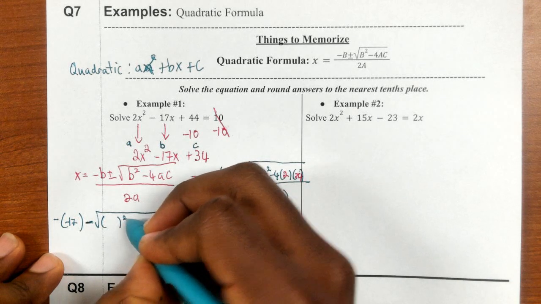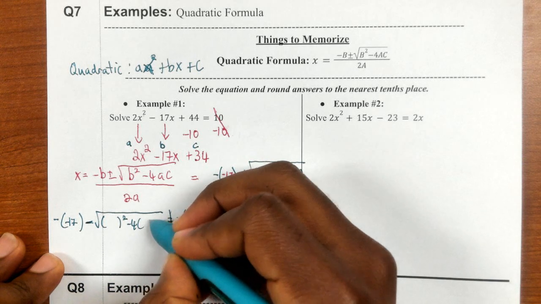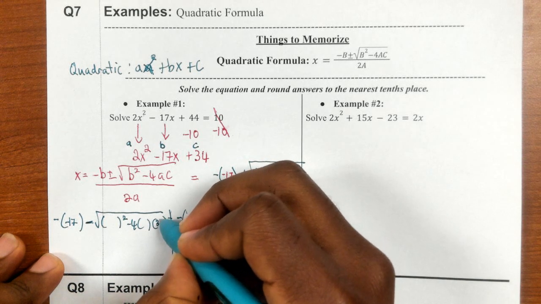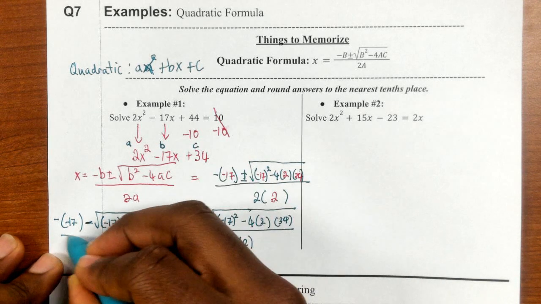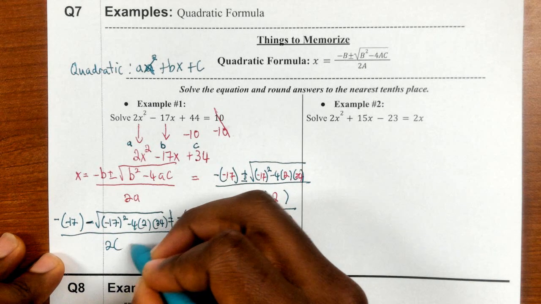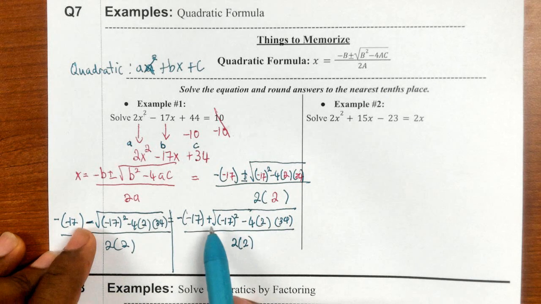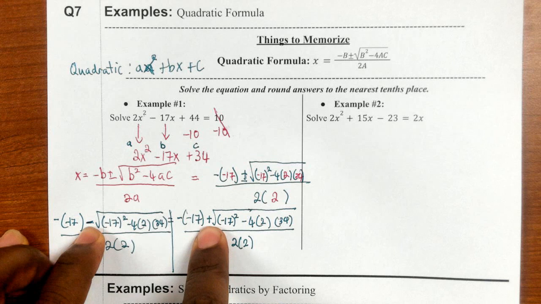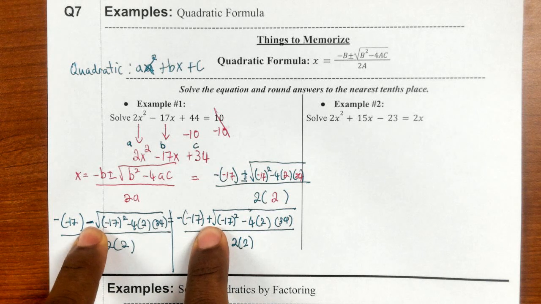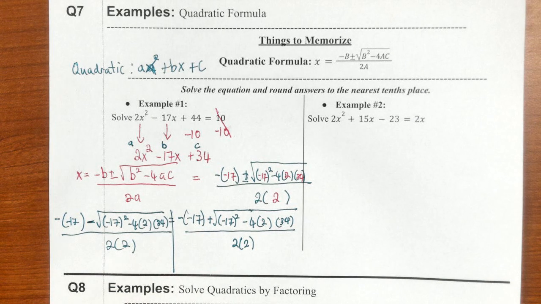Let me write it out just so you can see exactly what you are plugging in. It's 34, 2, negative 17, all over 2 parentheses 2. And again, this is the sign that changes. That's why I wrote it out twice. It's the only sign that's changing. So let's put that in our calculator.